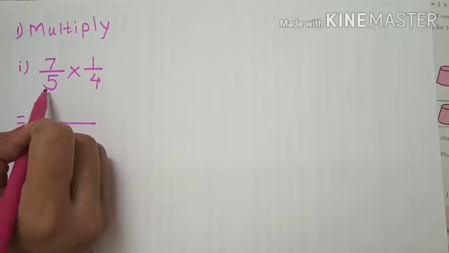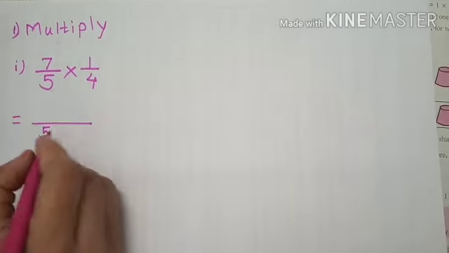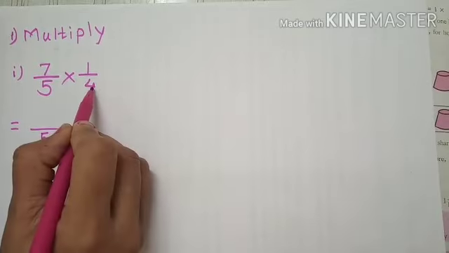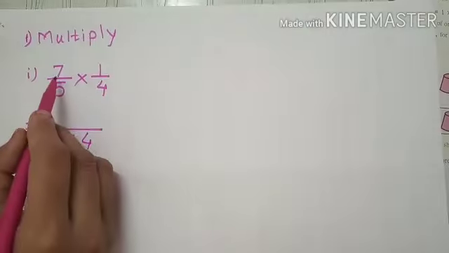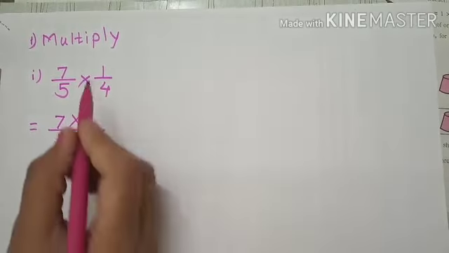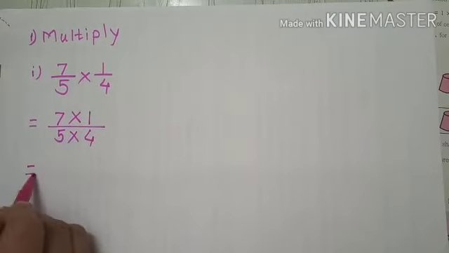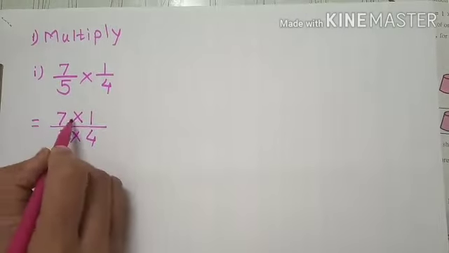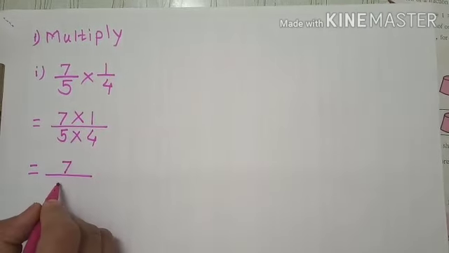Denominator of the first fraction is 5, multiplied by denominator of the second fraction, which is 4. Numerator of the first fraction is 7, multiplied by numerator of the second fraction, which is 1. 7 into 1 is 7. 5 into 4 is 20.